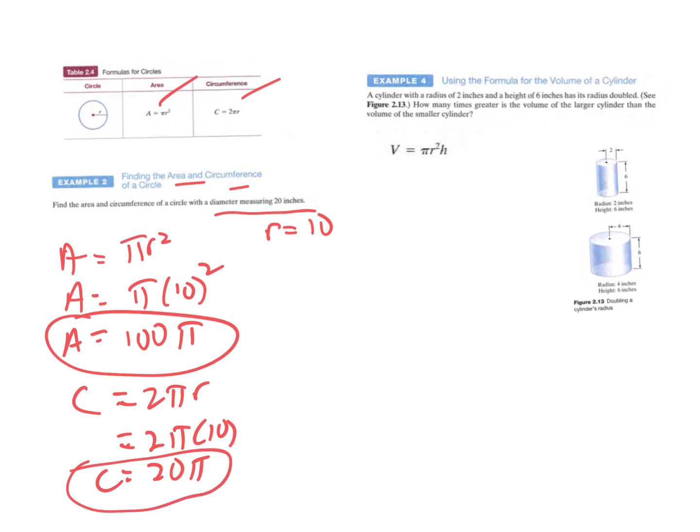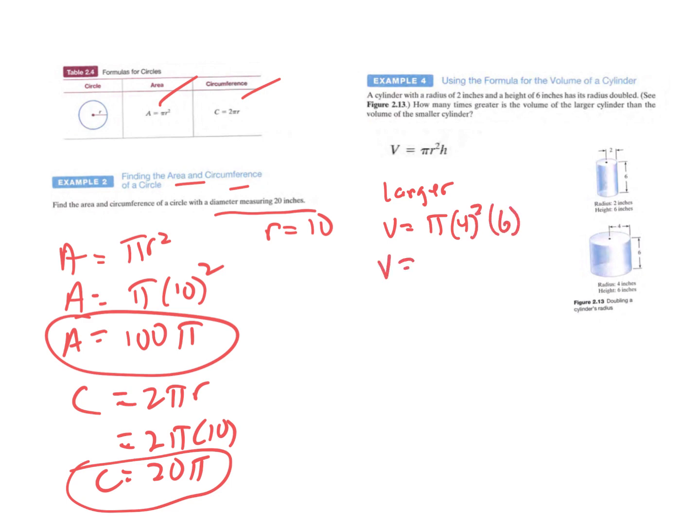Now, for a cylinder, we have this formula, pi r squared times height. So we're looking at the circle part of the cylinder as well as the height. The question is, how many times greater is the volume of the larger compared to the smaller? Let's do the larger one first. The larger one has a height of 6 and a radius of 4. So the volume of the larger is pi, and we'll put the 4 in for r and square it, and the height is 6.